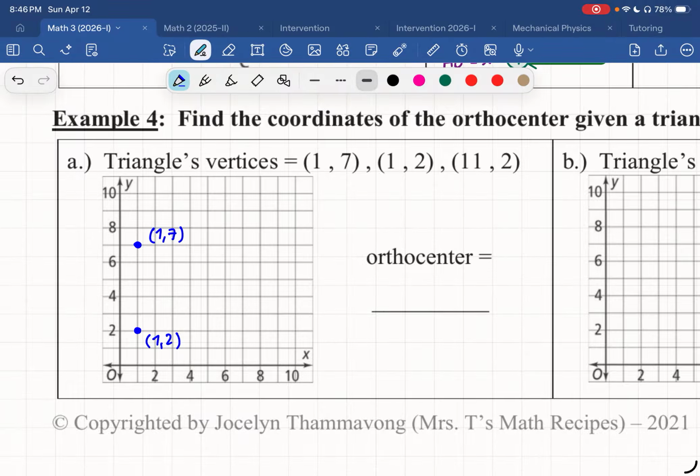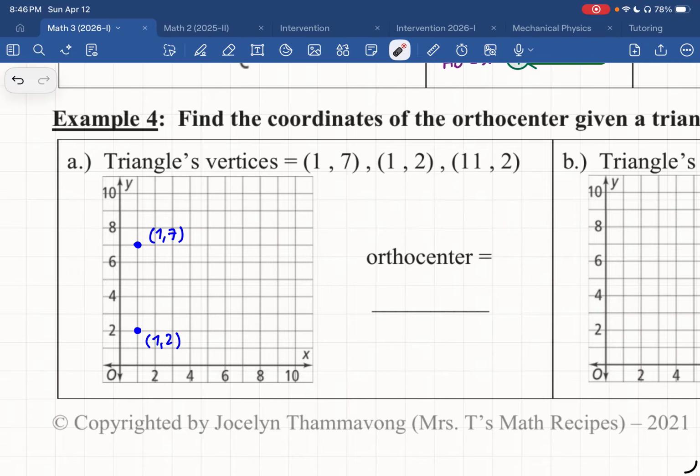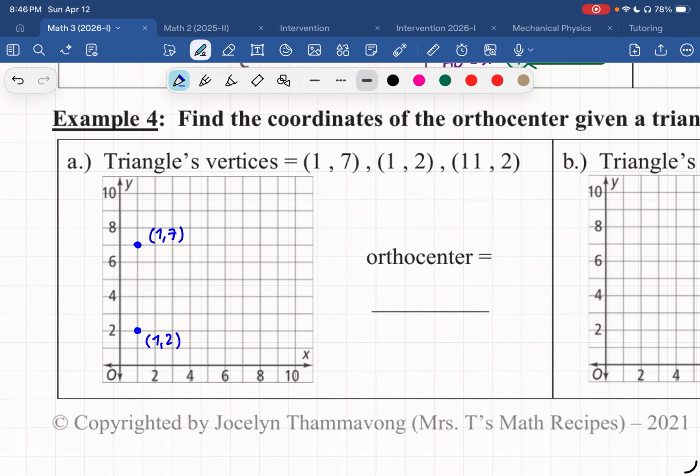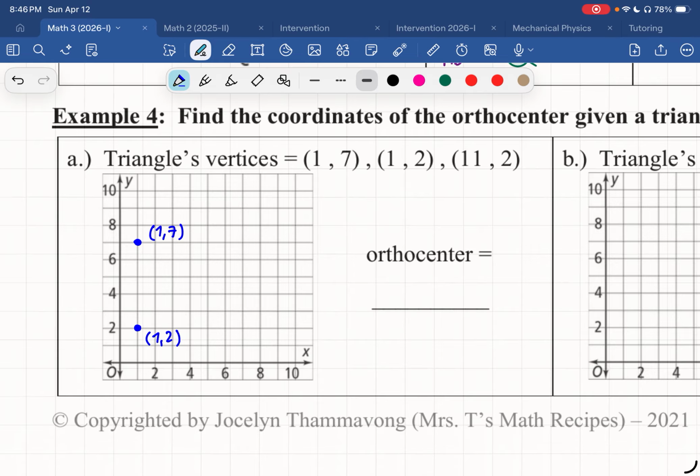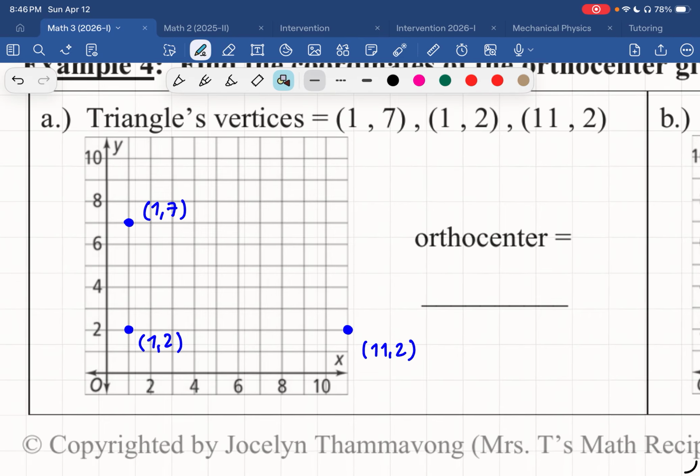So 11, 2 would be here. 11 in x, this is 10, this is 11, right? 11 in x and 2 in y. It's going to be this point over here. So let's say this is 11, 2. What are we going to do? We're going to join the points, connect the points: this one with this one, this one with this one, and this one with this one.